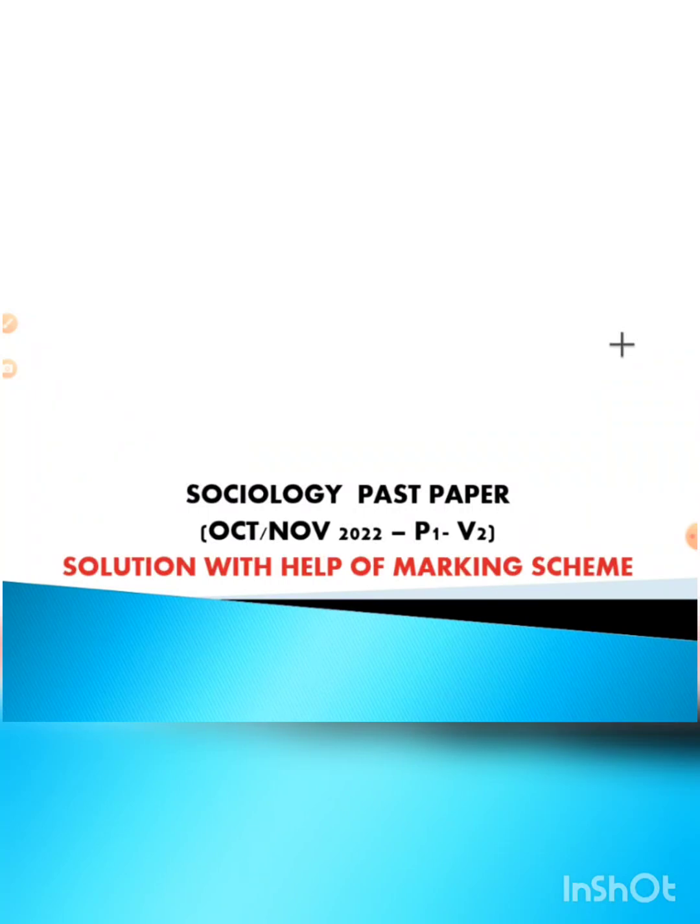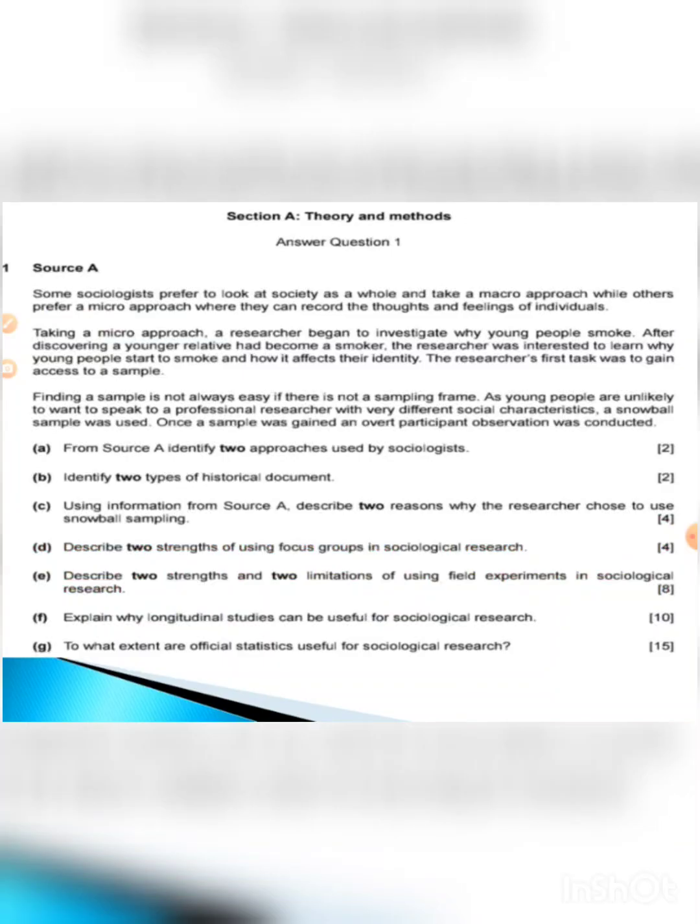Okay, let me tell you again, we are first focusing on P1. I have told you about the detailed description of P1 and which questions you need to attempt. Section A, theory and methods, is the compulsory question. You just have one question in it and you have to attempt it.